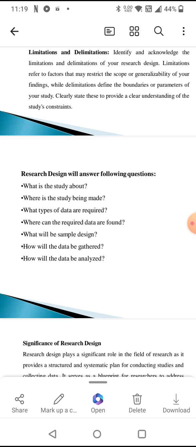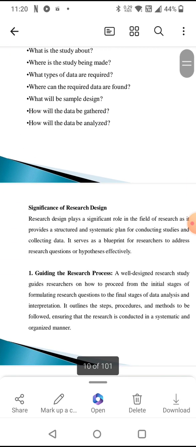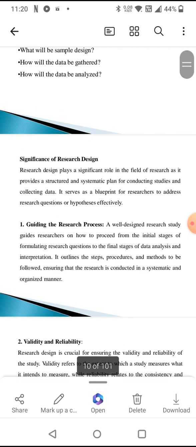Next, having the control. So what do you mean by control? A characteristic of a good research design is to minimize the influence or effect of extraneous variables, right? So apart from this, you also have confounded relationship, research hypothesis, experimental and non-experimental research work, experimental and control groups.